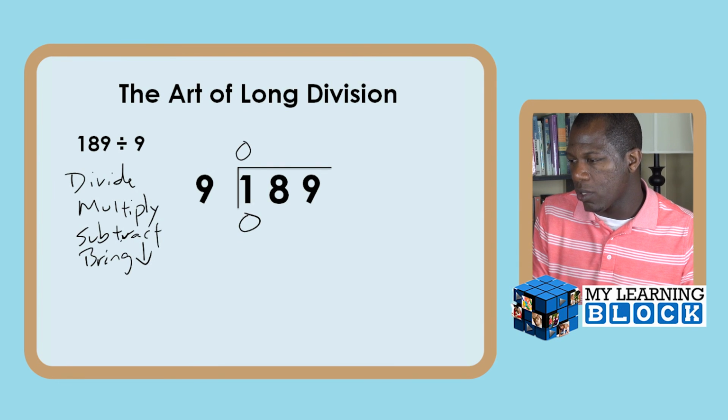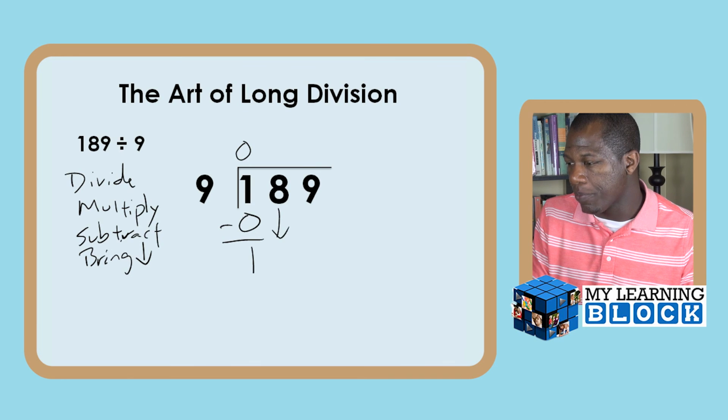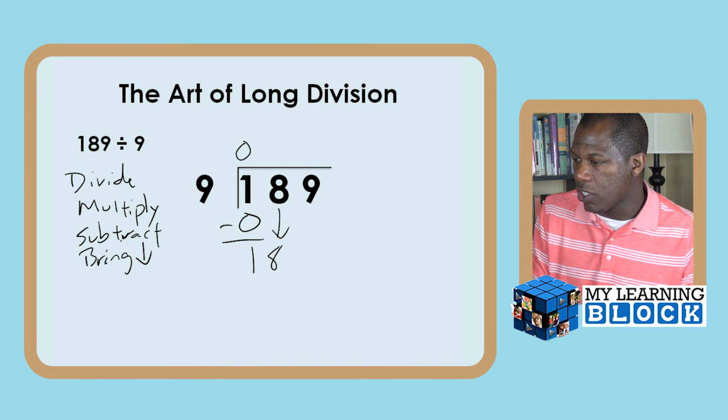9 times 0 is 0. Then I have subtract. So I will subtract. It equals 1. And then I check to make sure I'm right. Yes. And finally, I bring down my 8. Perfect.